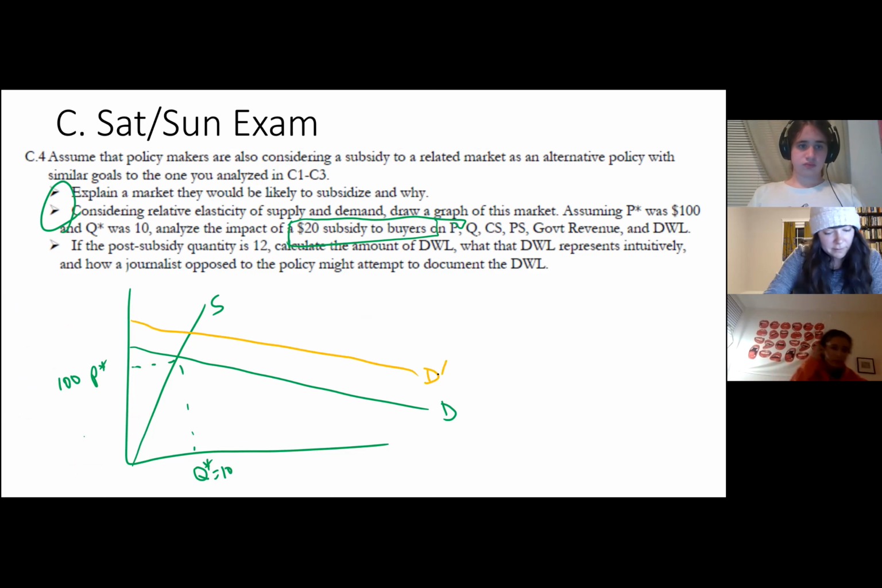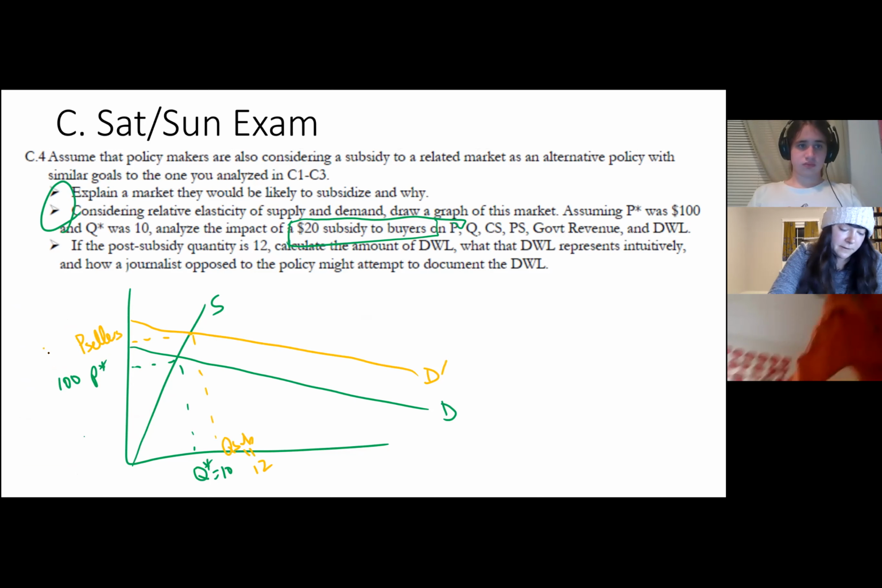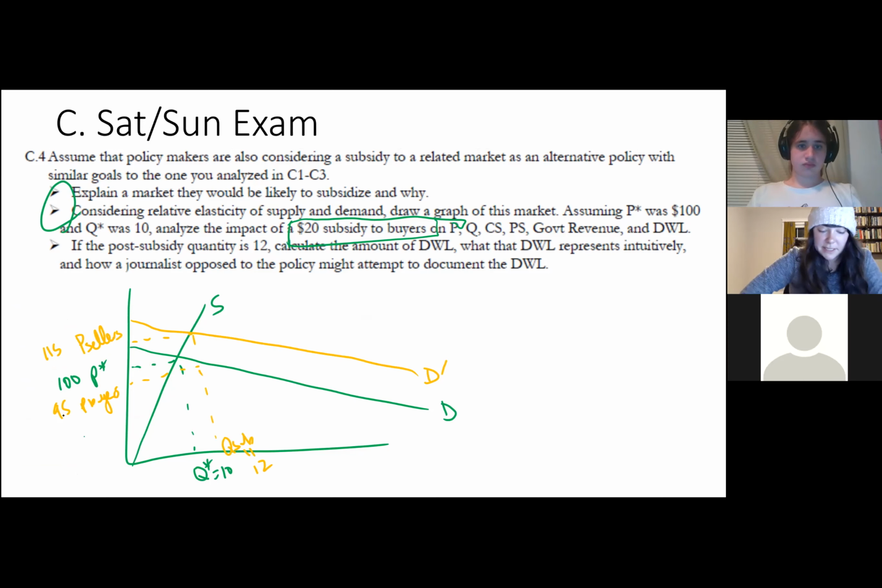We know it won't matter because of golden rule number 1, the subsidy quantity is 12. The price that sellers receive will still be 115 like before. The price that buyers pay will still be 95 like before. Nothing changes as a result of the subsidy. So that one was also 10 points, just like it was on the other exam. Explaining the market they'd be likely to subsidize, that was 2. This was 4. And this last part was 4.